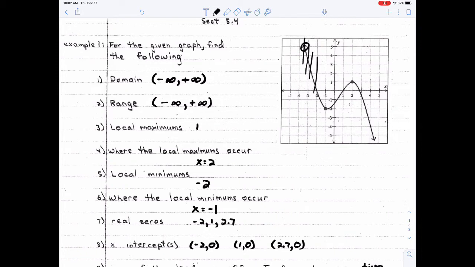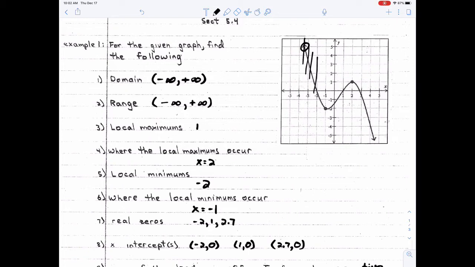Now, notice these lines are vertical. You don't want to tell me the y-coordinate. The interval is the interval of the domain where the range, or the y value, goes up or down. We've been doing this for a long time, but people are still having trouble with it. So if you have questions, make sure you ask me.